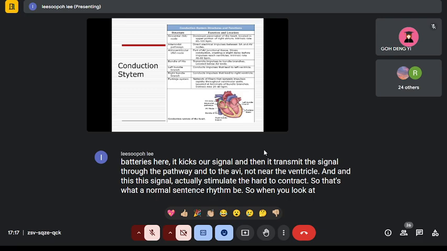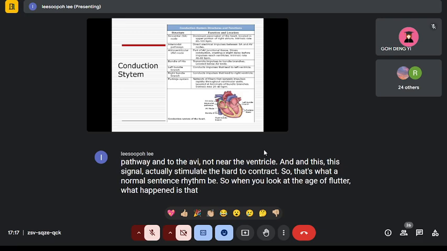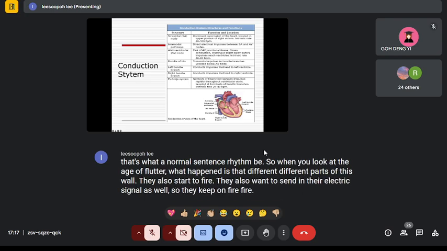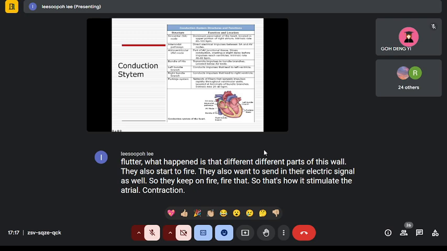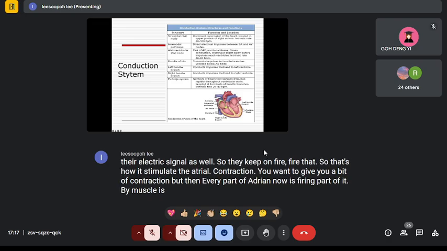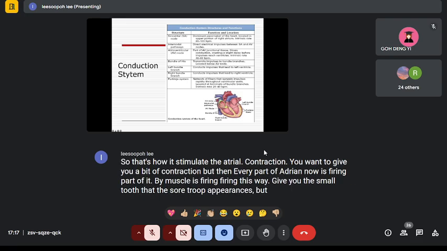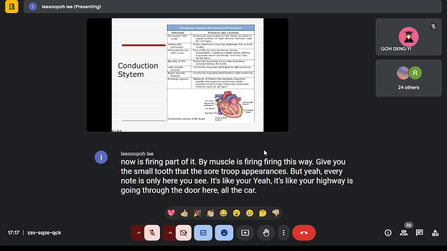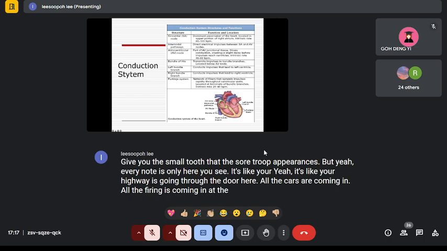So when you look at atrial flutter, different parts of this wall also start to fire. They also want to send in their electric signal. They keep on firing like that, and that's how it stimulates atrial contraction. But every part of the atrium is now firing, part of this muscle is firing. That's why it gives you the saw tooth appearance. But your AV node is only here. It's like a highway going through a toll gate. All the cars are coming in, all the firing is coming in at the gateway here.